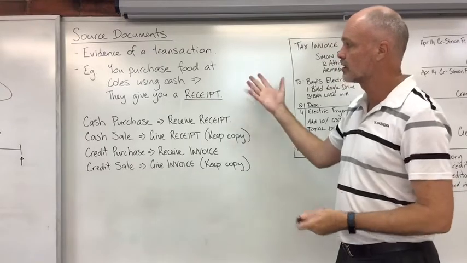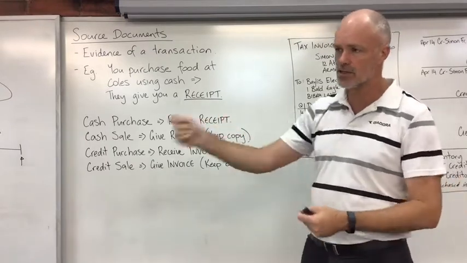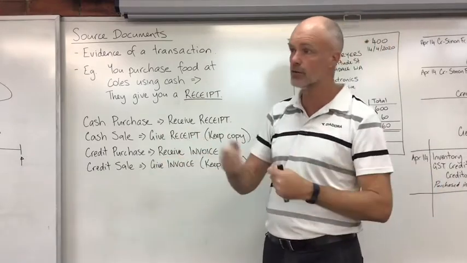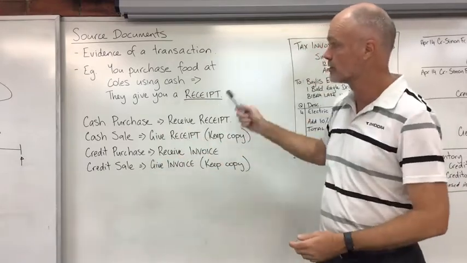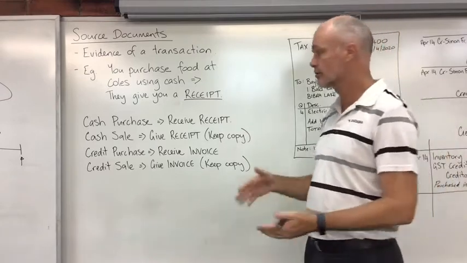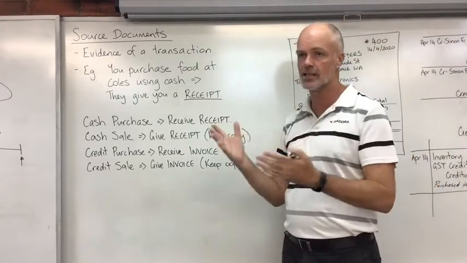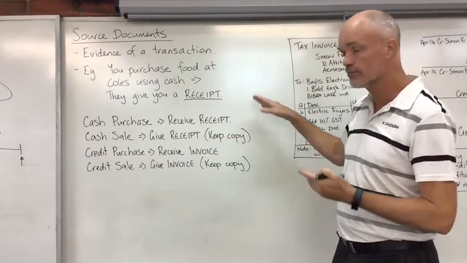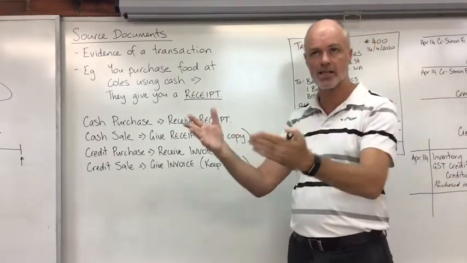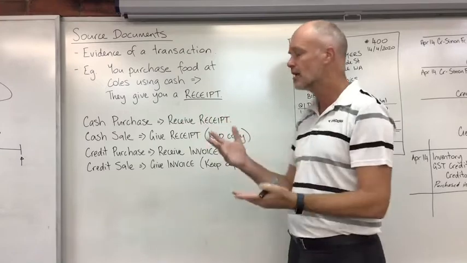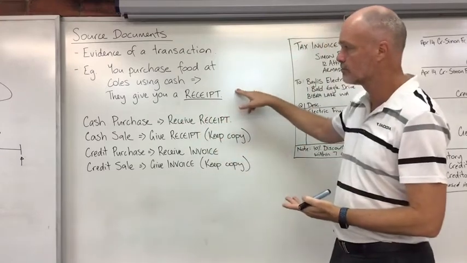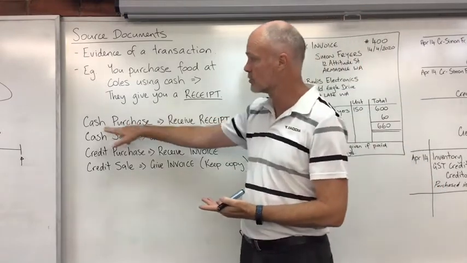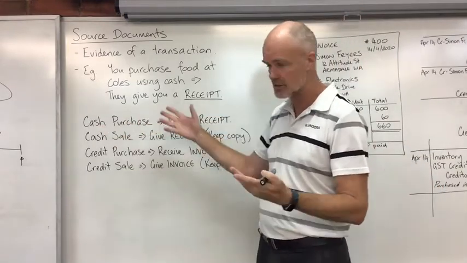So the example that I've got here is if you go down to Coles, you buy some food, you pay for it with cash, and what you walk out of the store with, apart from your food, is your source document, which is a receipt. So a receipt is a source document when dealing with cash. And basically, whoever is receiving the receipt is the customer. So if I walk into Coles and buy something, I'm receiving the receipt. So that's the source document for a cash purchase.